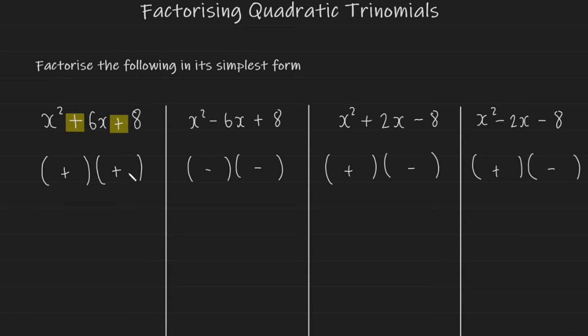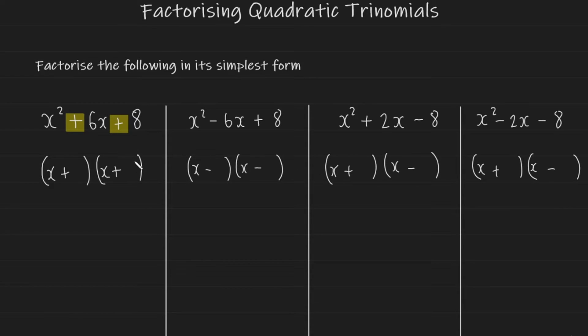Okay, the next step. Think about when you're expanding brackets. What's the first thing that you do? You do x multiplied by x, and this gives you the x squared. So I know that my first terms to the left are always going to be x and x. There we go.